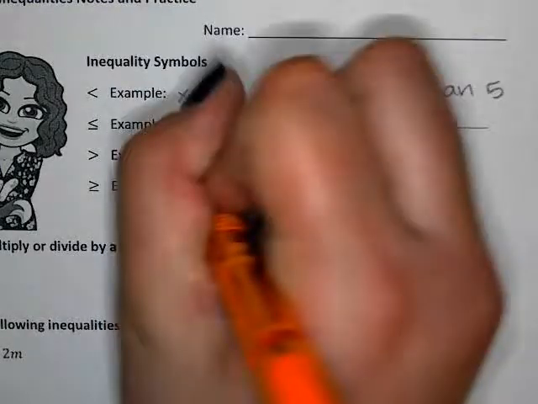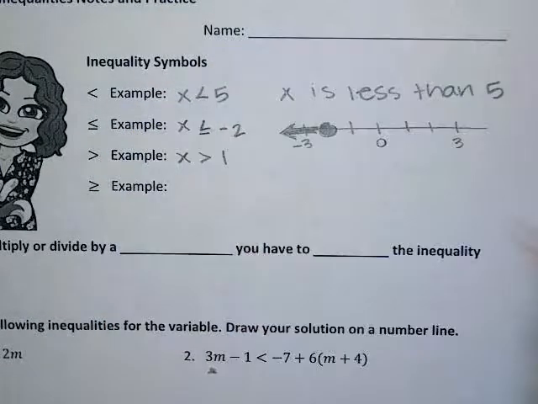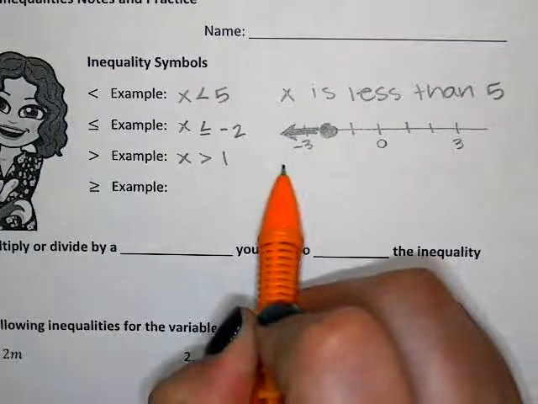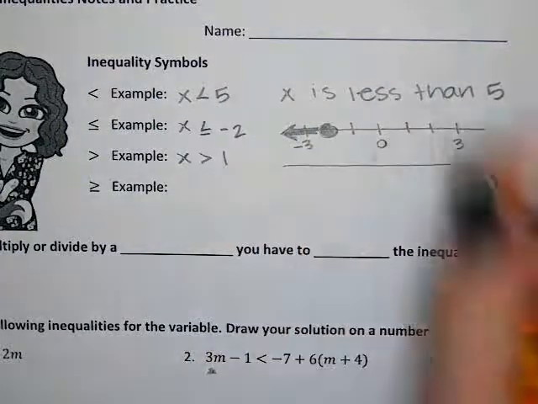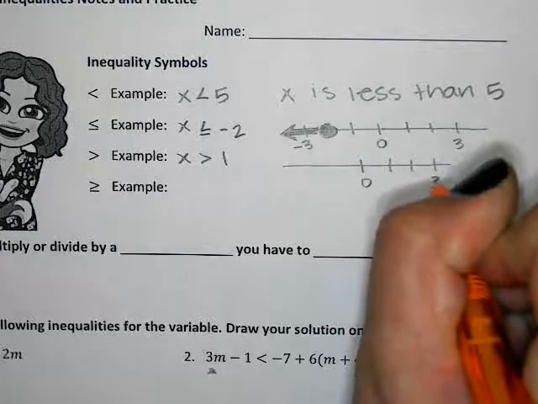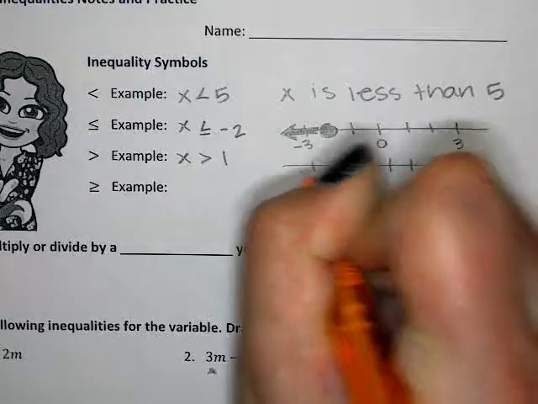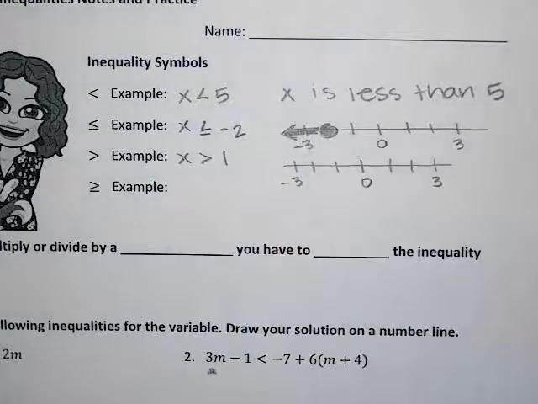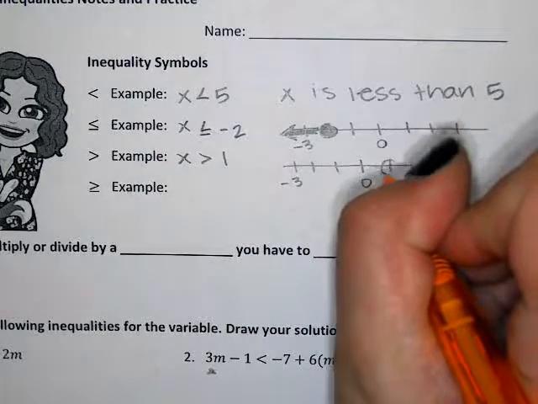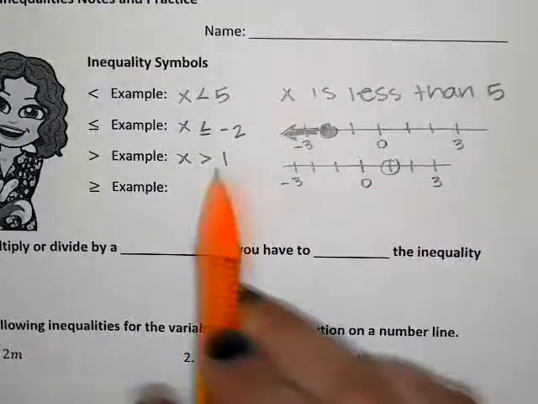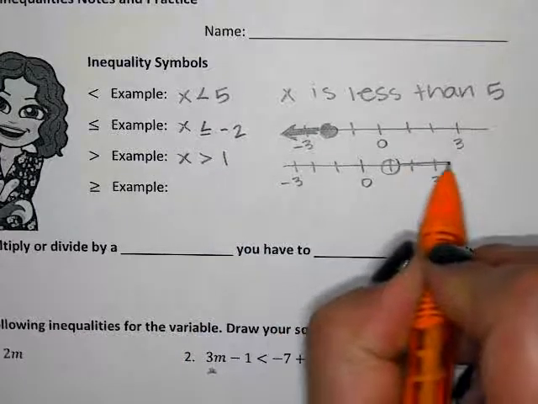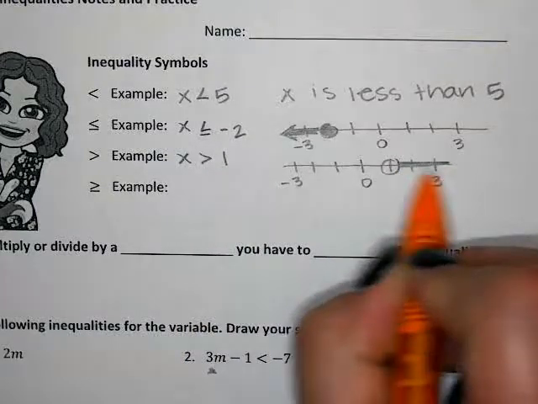Greater than, x is greater than 1. So I'm going to do a number line for this one as well. So x is greater than 1, I would put a circle on the 1. I would not fill it in because it's greater than 1, but it doesn't equal 1. And then the arrow would go to the right.